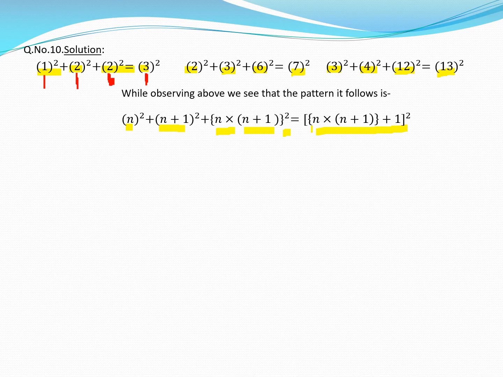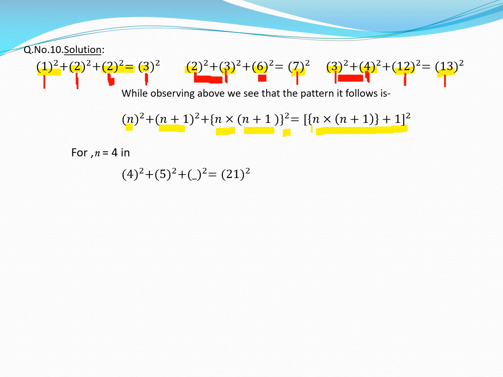Go for another pattern. You see here, this is your 2. When you add 1 more, you get 3. When you multiply 2 into 3, you get 6. Now 6 plus 1, you get 7. Same way, see here 3. 3 plus 1 is 4. 3 into 4, you get 12. And 12 plus 1, you will get 13. So the same pattern you will follow.